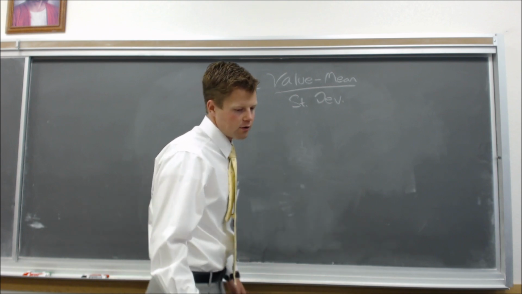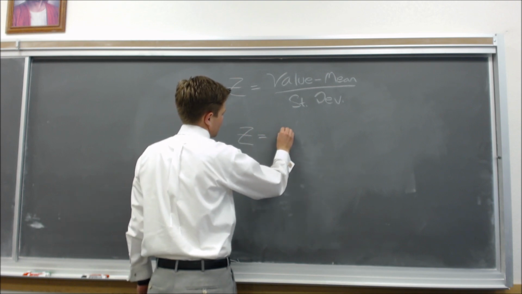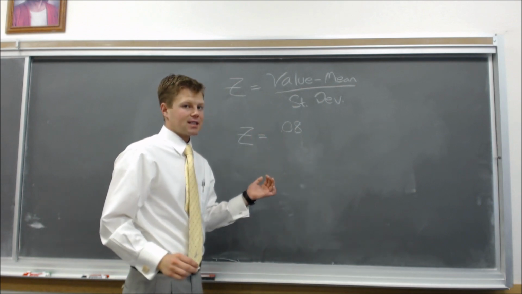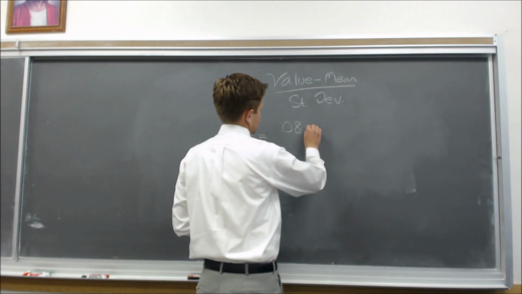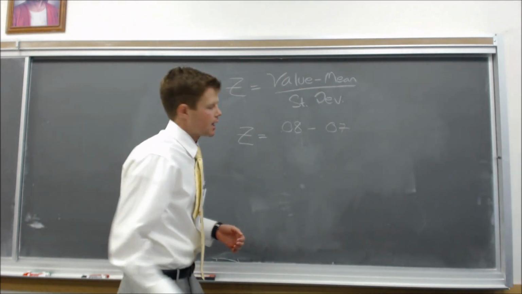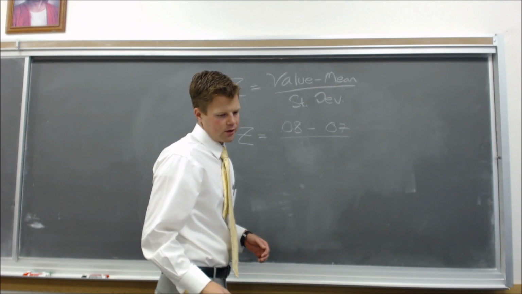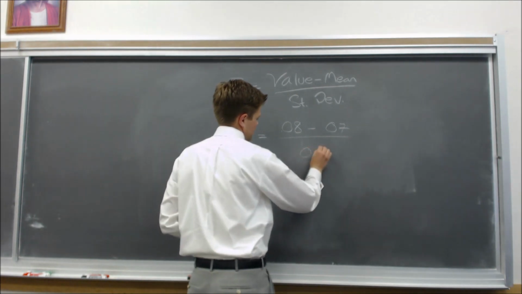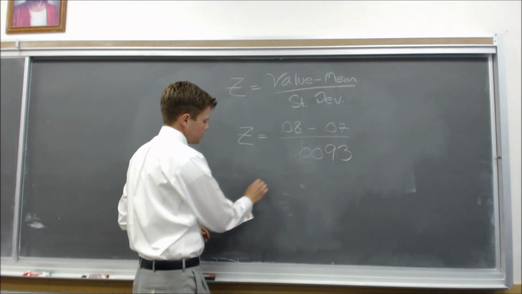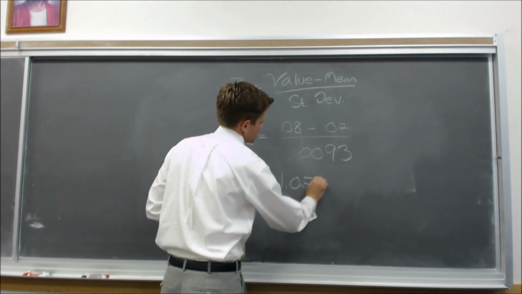Okay, so our value, the value that we're looking at, or the percentage that we're interested in, is the 0.08, which, remember, we got by taking 60 and dividing it by 750. And then minus our mean, which is our national average, which is 7%, and dividing that by the standard deviation, which is what we solved for in an earlier problem, which was 0.0093. Okay. As you plug that into your calculator, you'll come out with a z of 1.075.